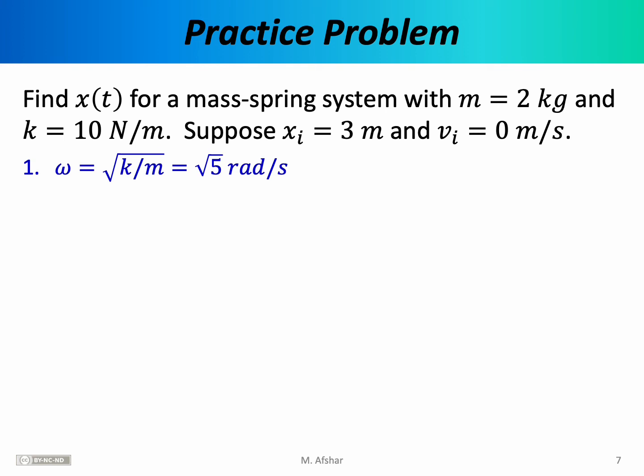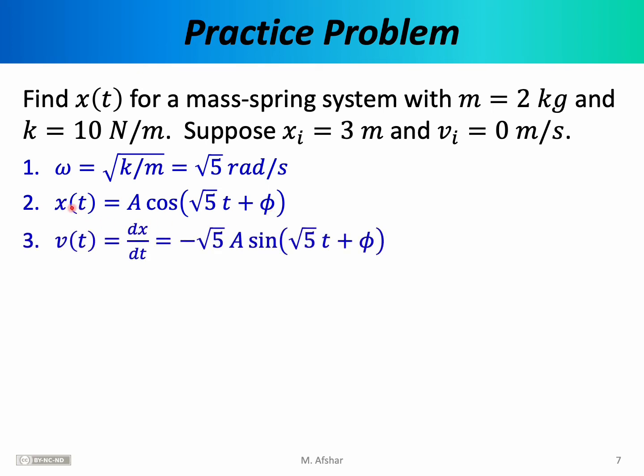Our first step is to say that omega is equal to the square root of k over m, k is 10, m is 2, so omega ends up being the square root of 5. The units here are the SI units, and it ends up being radians per second. So what we have here is a partial solution. x of t is going to be equal to some constant, we need to figure that out, cosine of root 5 t plus some other constant, which we need to figure out.